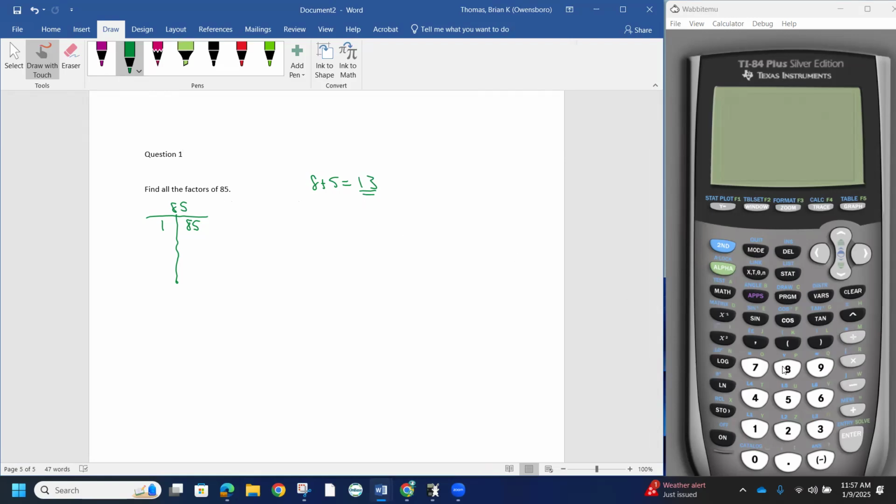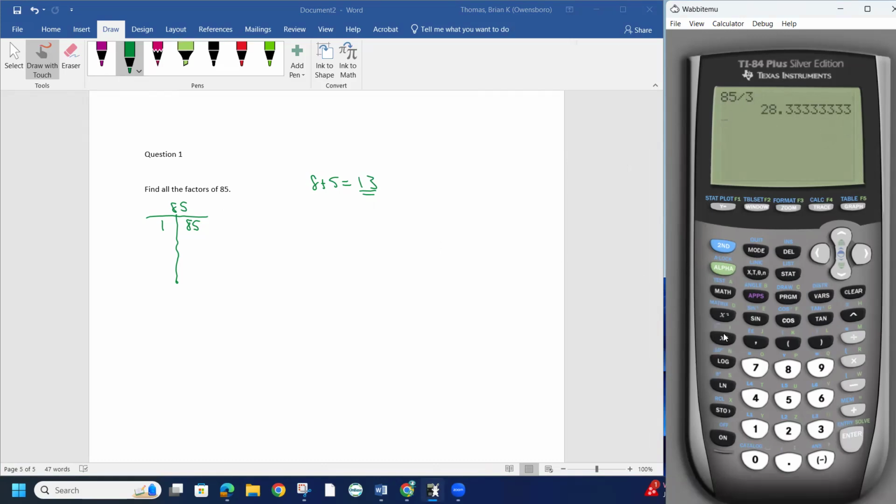Or you can simply go 85 divided by 3. Let me turn my calculator on. If I type in 85 divided by 3, if I get a whole number, then it's a factor. If I get a decimal, then it's not. Notice how when I divide 85 by 3, it gave me 28 something. So that tells me 3 is not.